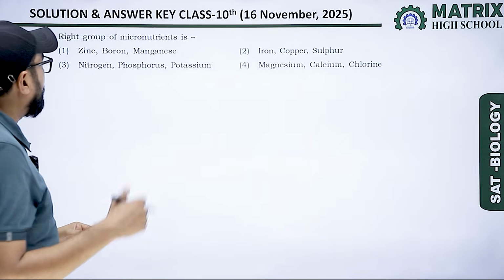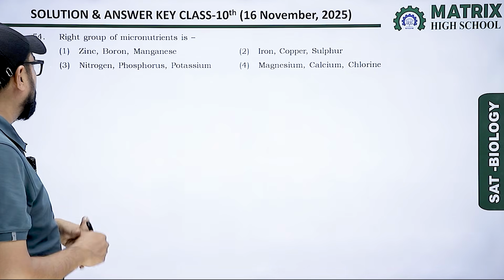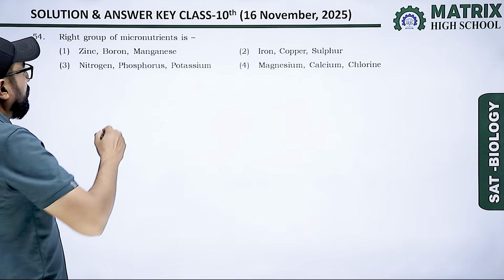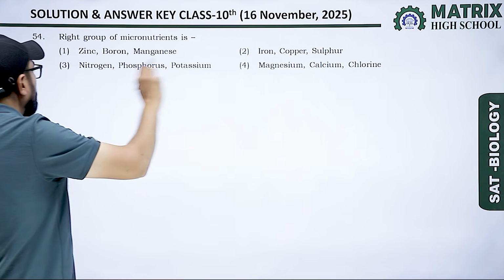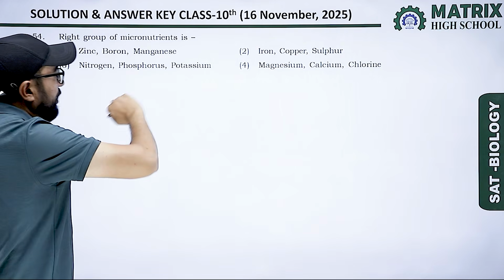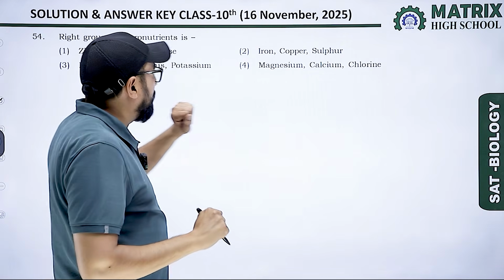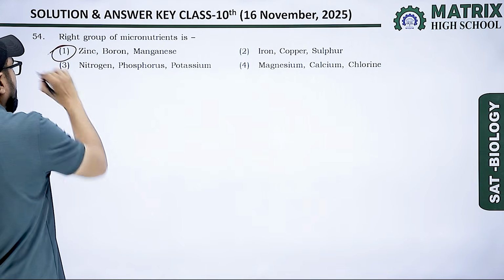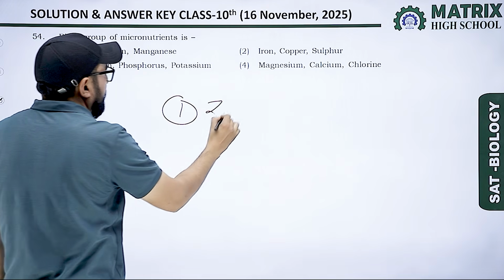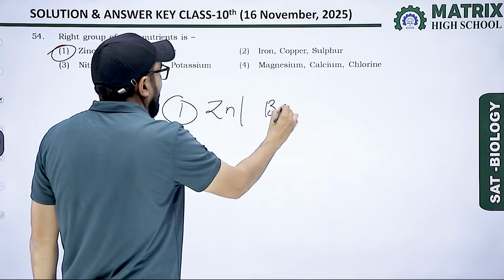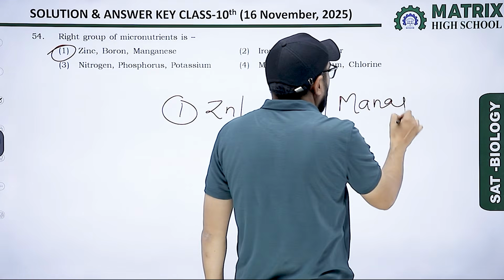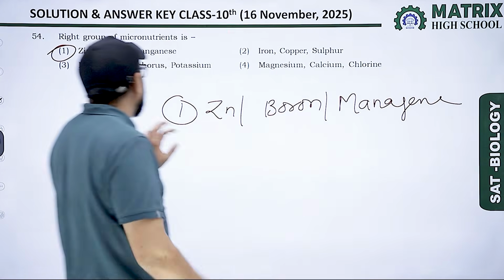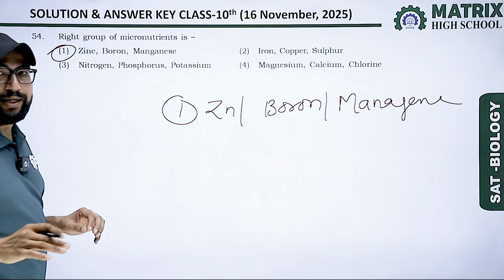Next, the right group of micronutrients is: first, zinc, boron, manganese. Second, iron, copper, sulfur, no. Nitrogen, phosphorus, potassium, magnesium, calcium, chlorine. Our right answer is the first option, zinc, boron and manganese. These are the micronutrients. So the first option is right.